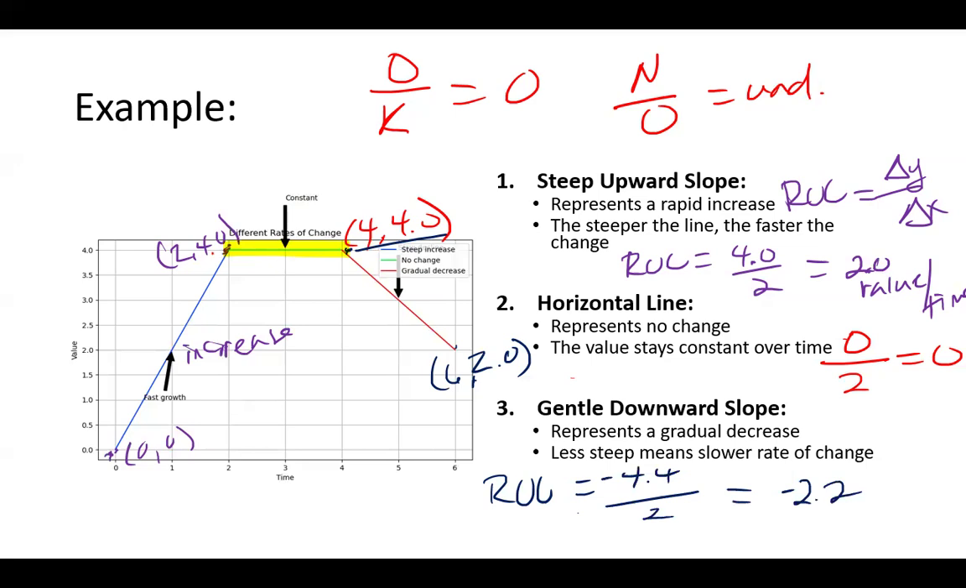And again, I'm going to put my units. My units are my change in my y. And my change in my y is the value over my change in my x, which is the time. So this is negative 2 value per time.